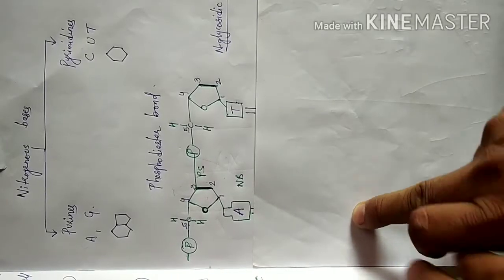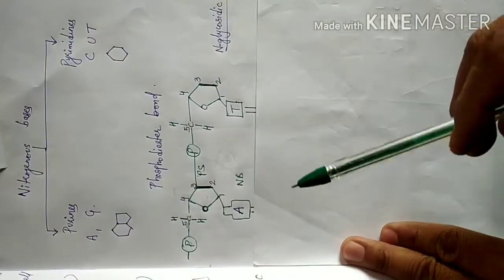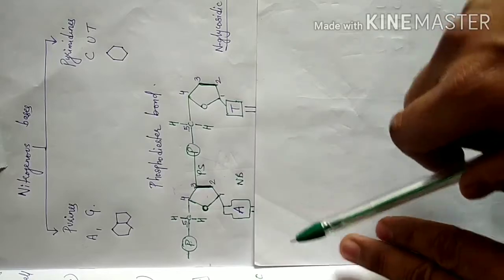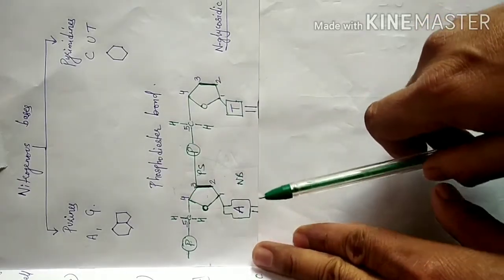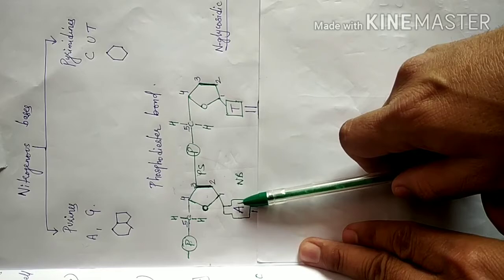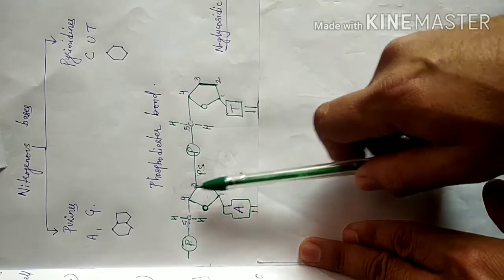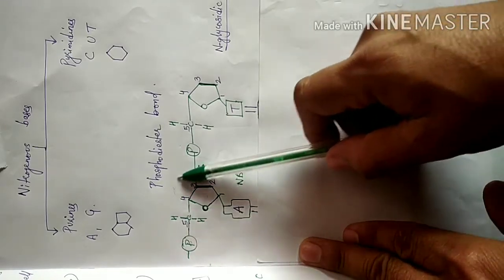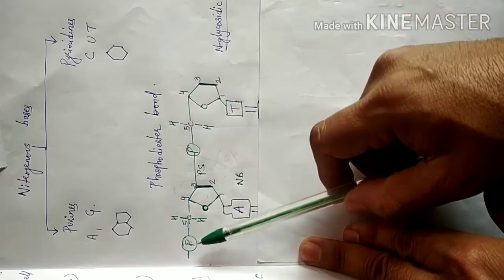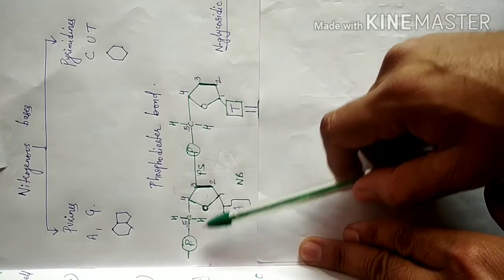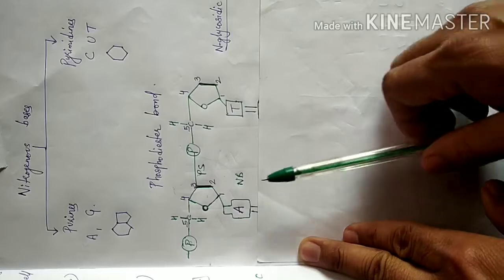So we continue with the structure of the DNA. We were just discussing that this is a nucleotide with a nitrogenous base, one sugar molecule, a 5-carbon sugar molecule, and a phosphate group. So as a whole, this is known as a nucleotide.